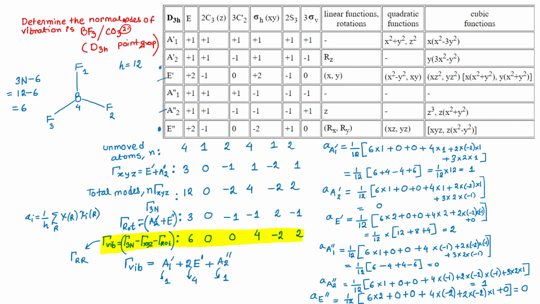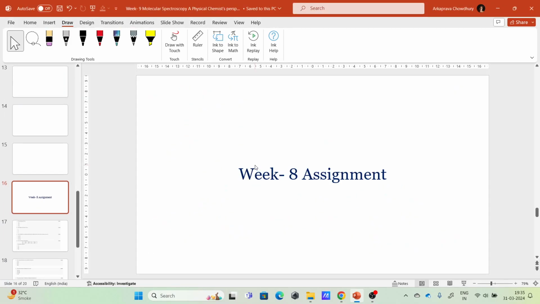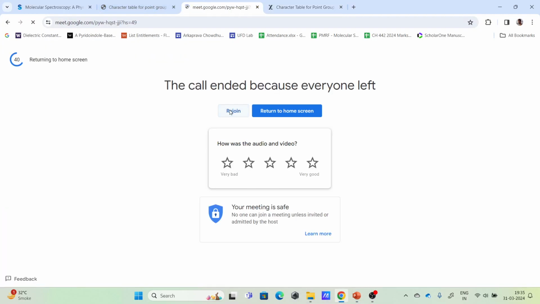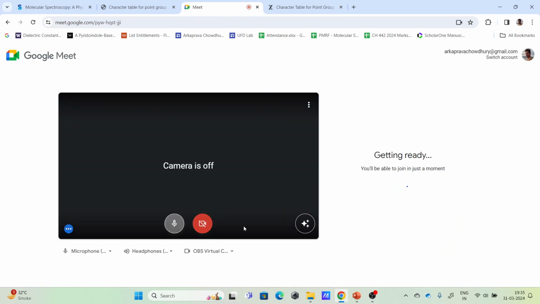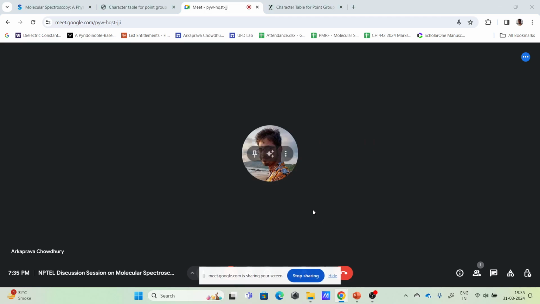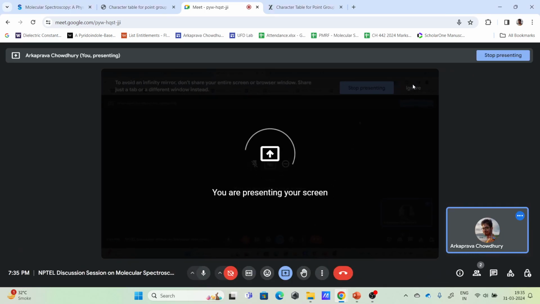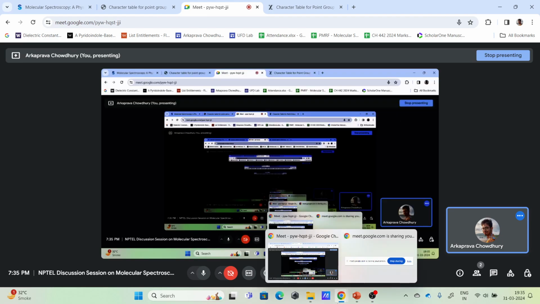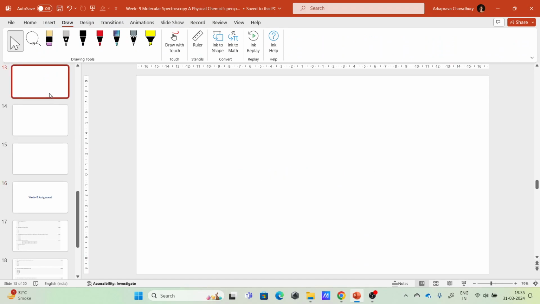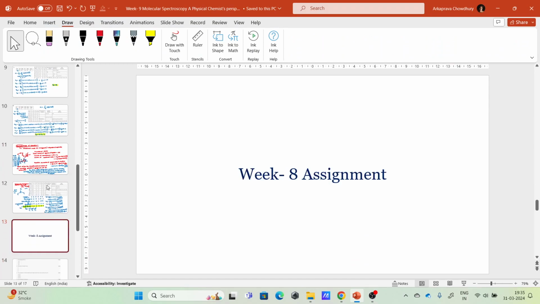So this is the kind of idea you can use to determine this, and we can now go to solve the assignment problems, that is the week 8 assignment. But before that, I guess someone is possibly there in the... oh my god, the meet... I've just rejoined here and share my screen. And let us solve the assignment problems.